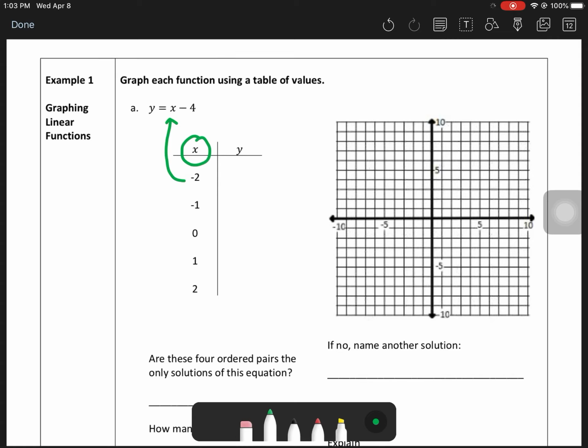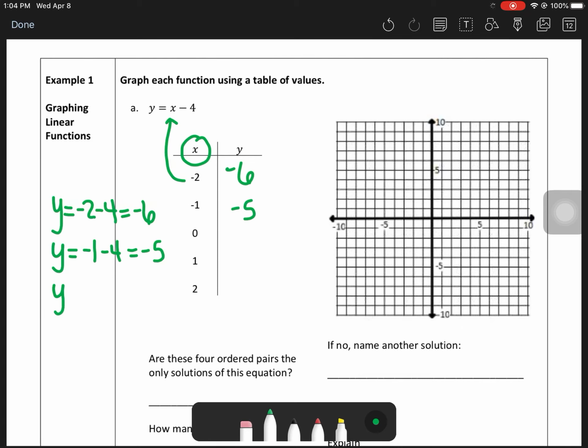So let's start with -2. We're going to replace the X with a -2, and then we're going to do the math. So -2 take away 4 would be -6. Then I'm going to do the next problem. I'm going to start all over and substitute the -1 in for the X. And now if I owe $1 and I owe 4 more dollars, I owe a total of $5.